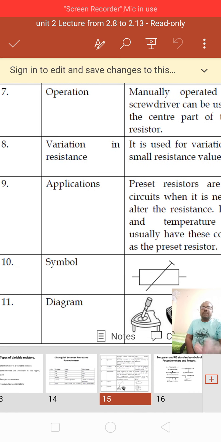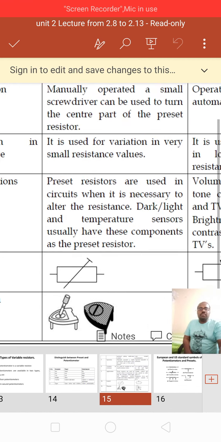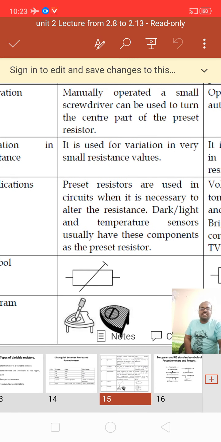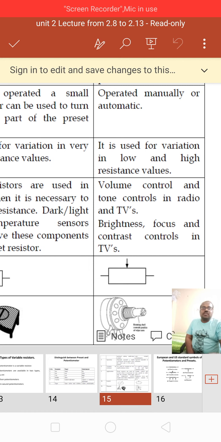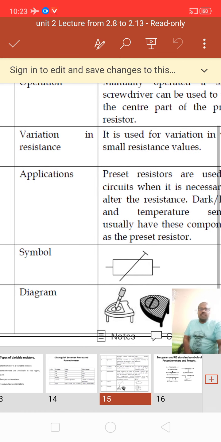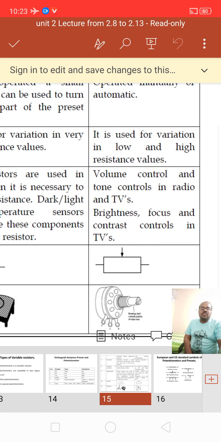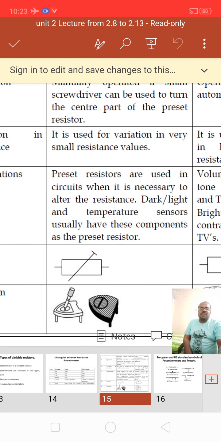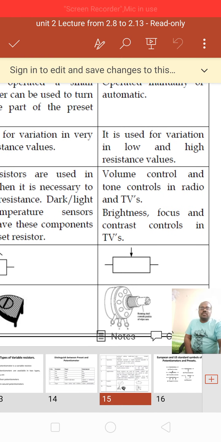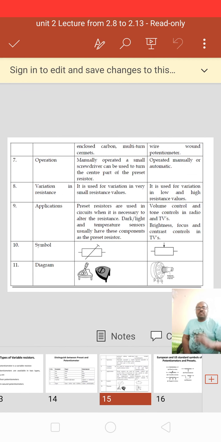Next one, symbols of preset and potentiometer are shown. Please go through it. This is the symbol for preset and this is the symbol for potentiometer. Next, a simple diagram for preset is shown here, as well as the simple diagram for potentiometer. See, very simple diagram for preset and the diagram for potentiometer. These are the differences between the preset and potentiometer. Once again we will go through this operation.